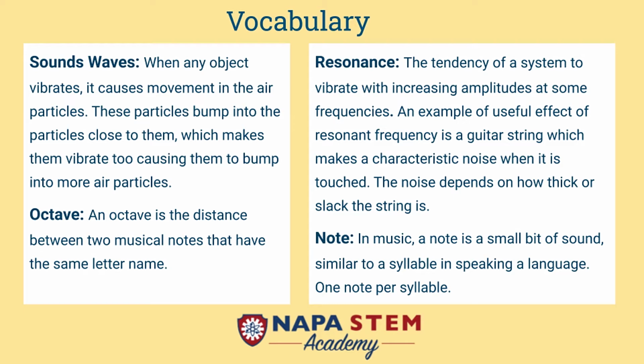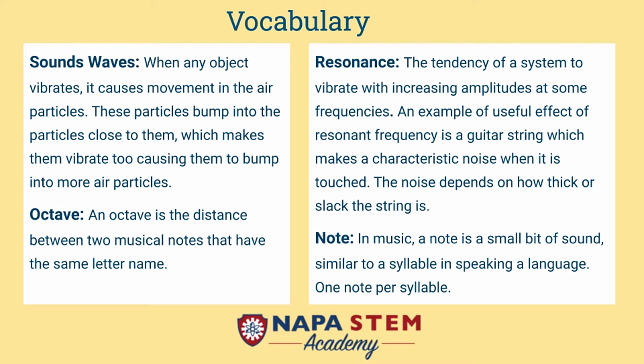Resonance is the tendency of a system to vibrate with increasing amplitudes at some frequencies. An example of useful effect of resonant frequency is a guitar string, which makes a characteristic noise when it's touched. The sound depends on how thick or slack the string is. Note. In music, a note is a small bit of sound, similar to syllables, like when you count syllables in class. One note per syllable. If you play a musical instrument, or if you've taken a music class before, some of these words might be super familiar to you. That's your left brain and your right brain working together.